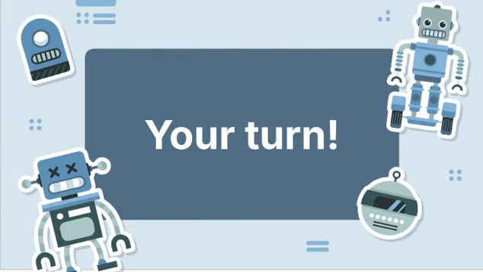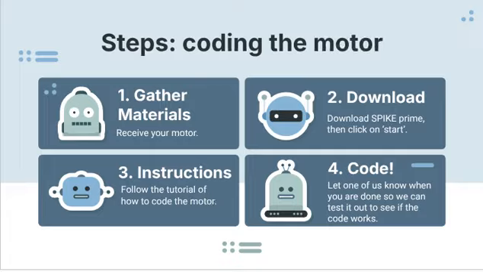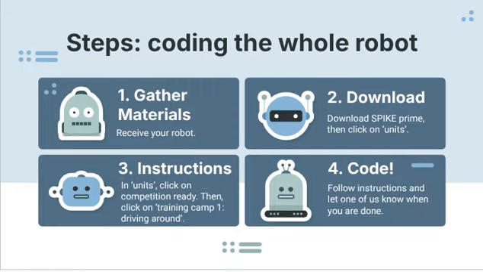So now it's your turn. The steps for coding in the hub, like we said before, were to receive your hub, download the app, and follow the instructions and code. For coding the motor, it's the same thing, but there are just different sections in it that you can use. But for coding the whole robot, which is a bit different, after you download Spike Prime, in Units, click on Competition Ready, then click on Training Ramp 1 Driving Round, and then you can start coding as well.